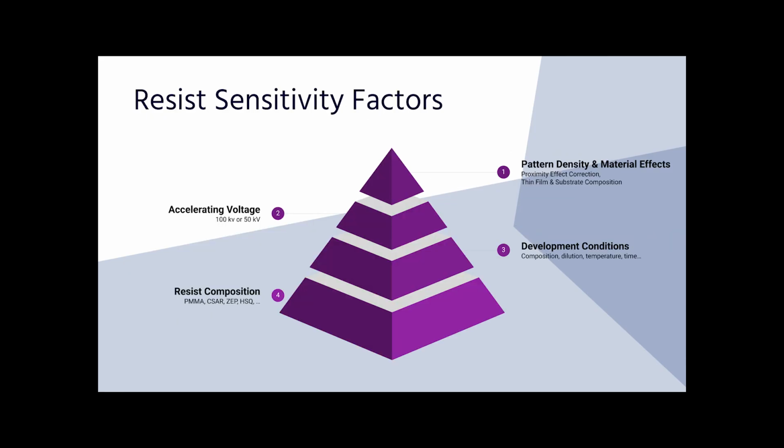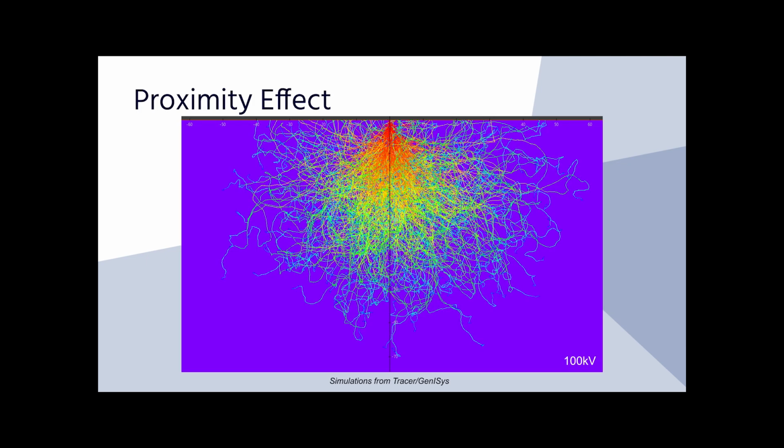The final step of our pyramid is material effects, which includes proximity effect correction. The proximity effect is a consequence of how electrons interact with matter. When an electron encounters the resist, there's only a possibility that the electron will interact with the resist. If the electron passes through the resist, it will then enter the underlying film and/or substrate. At some point, that electron will interact with an atom and scatter. When it scatters, that electron may pass back through the resist as a backscattered electron.